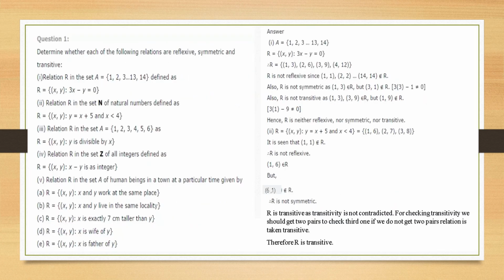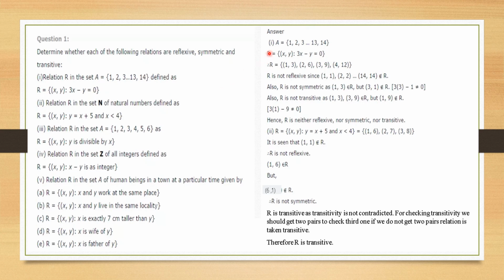See question number 1 of your NCERT. This question has so many parts. Let us start solving them. Determine whether each of the following relations is reflexive, symmetric and transitive. Relation R in the set A = {1, 2, 3, ..., 14} defined as R = {(x, y): 3x - y = 0}. This is your first question, and then we will solve the other parts one by one.